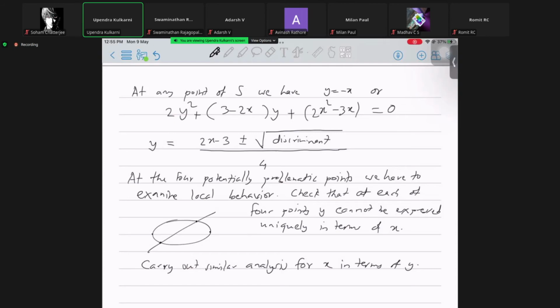So you should do the calculations and check that this is indeed the case. So check the units. There will again be 4 bad points. Okay.